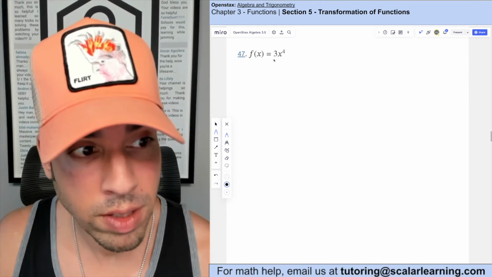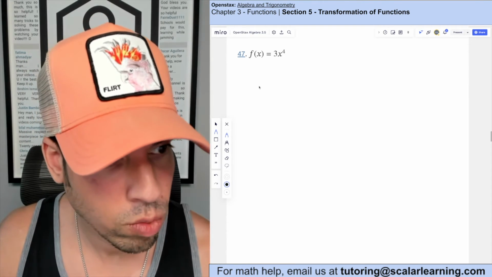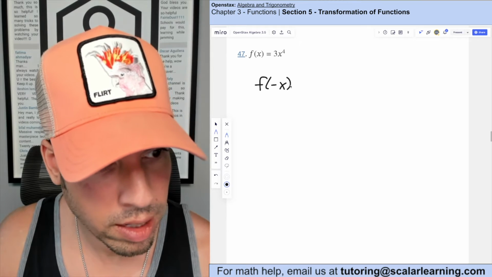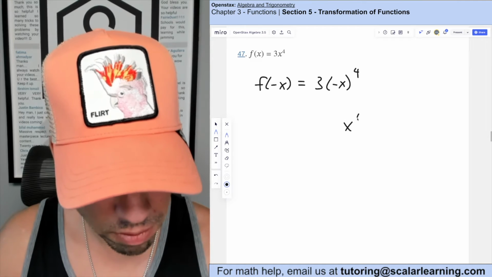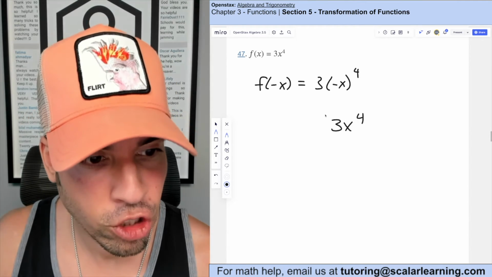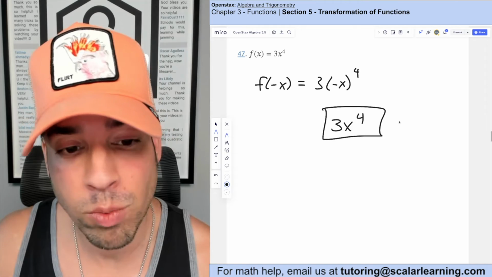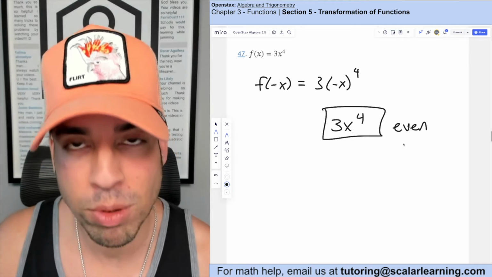So here we're going to test if this is odd, even, or neither. So what we do is we plug in negative x. Now, what is negative x to the 4th power? That's simply x to the 4th, which means plugging in negative x just gives us our original function, which means that this is even, boom, done.